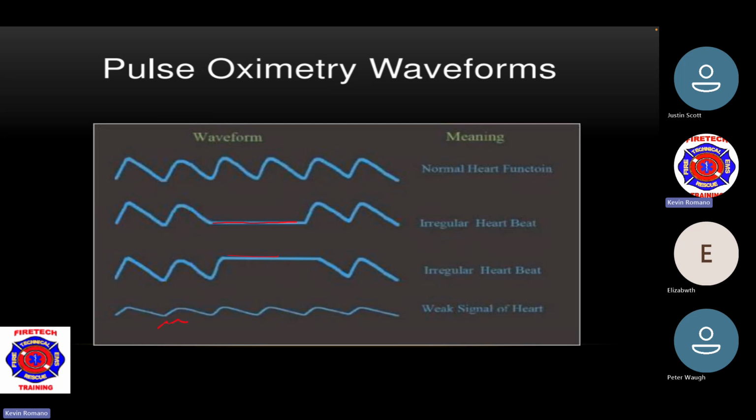If you start seeing the really squiggly lines like this, right, you're not getting an accurate reading. The hands may be too cold. The infrared may not be working very well. There could be nail polish that's on there. A lot of things could be changing what you're actually seeing for reading.